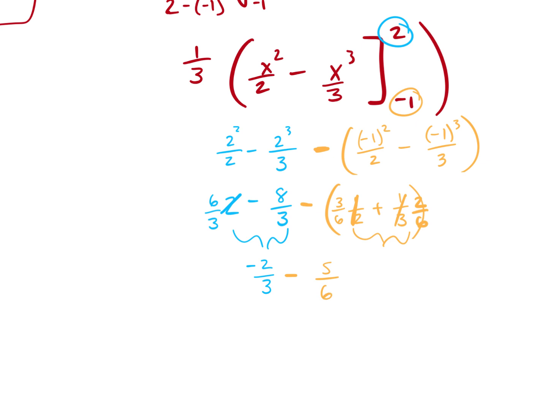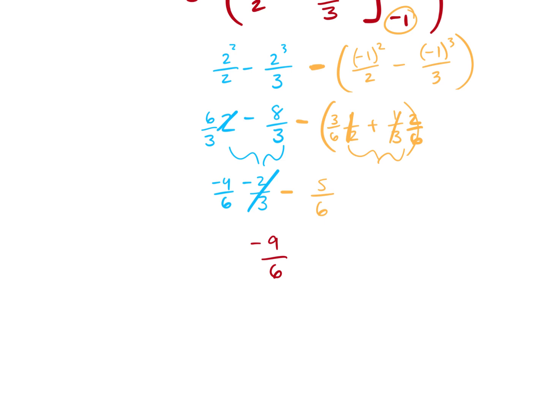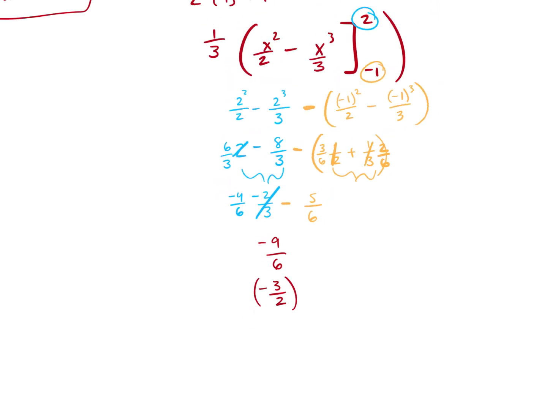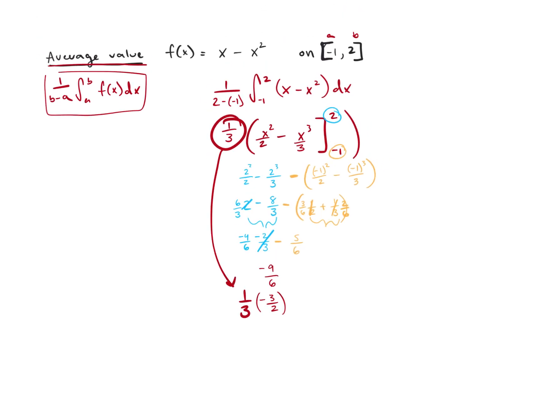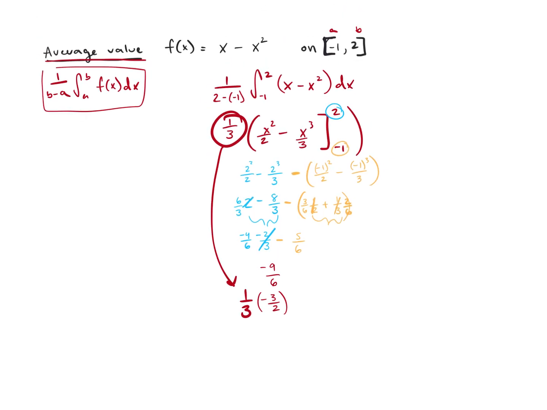I still need a common denominator here, so I can change this to be negative 4 over 6. So negative 4 minus 5 would be negative 9 over 6, which simplifies to negative 3/2 times that 1/3 in the beginning. Don't forget, when you're finding the average value, you've got to multiply it by 1 over b minus a. So we have to multiply it by the 1/3. So when I multiply it, I get negative 1/2. This is my average value.